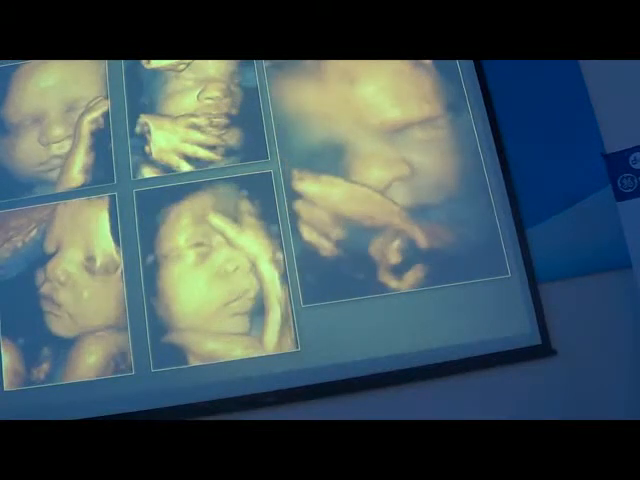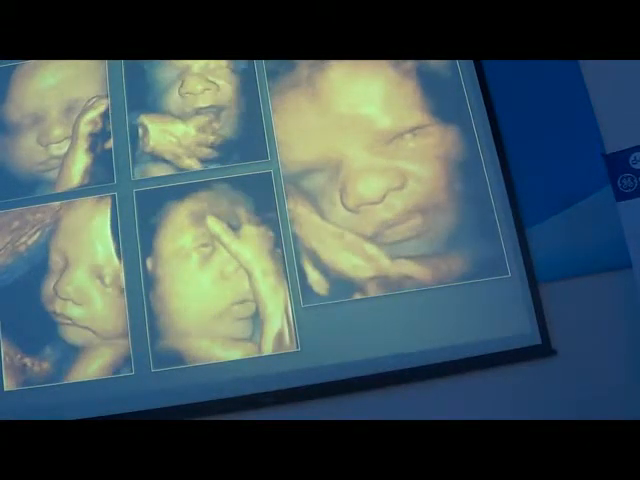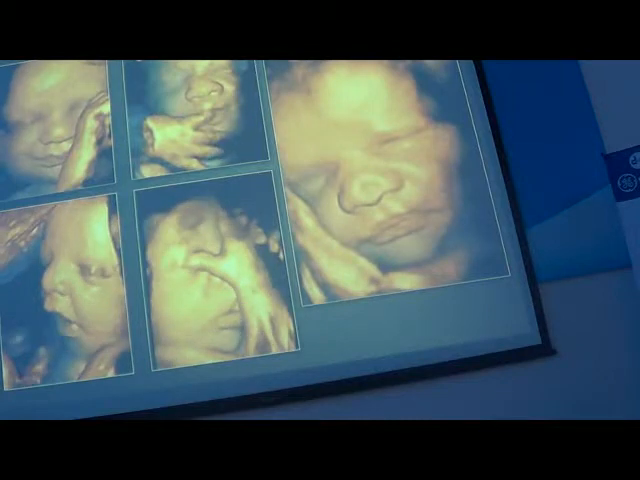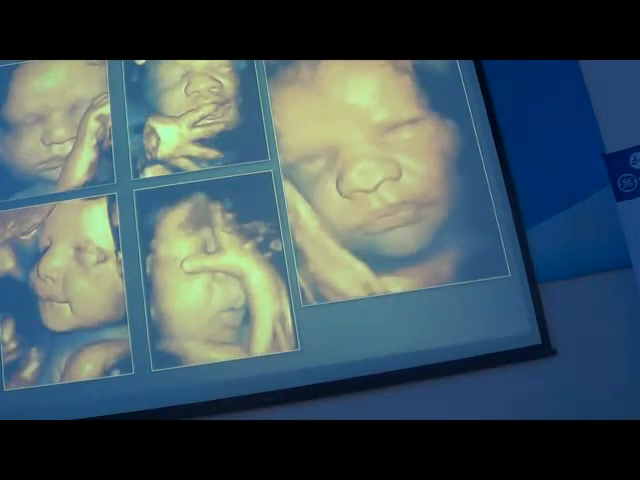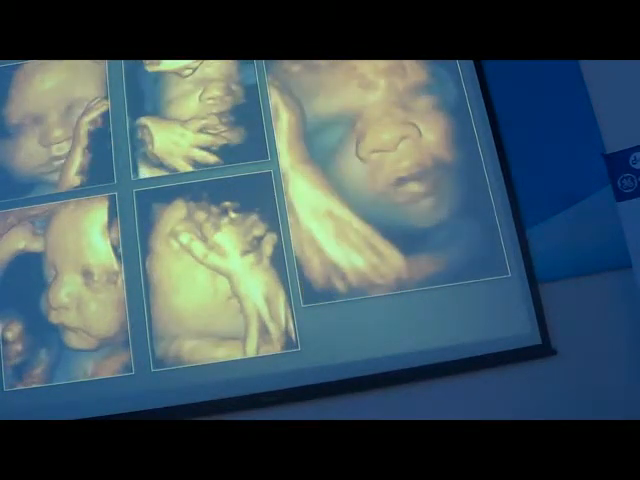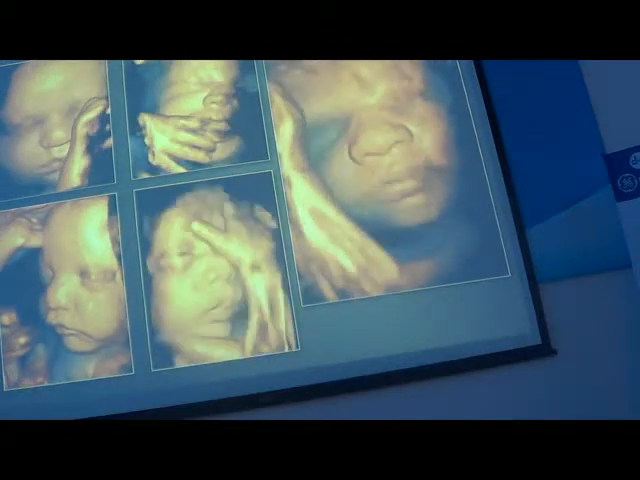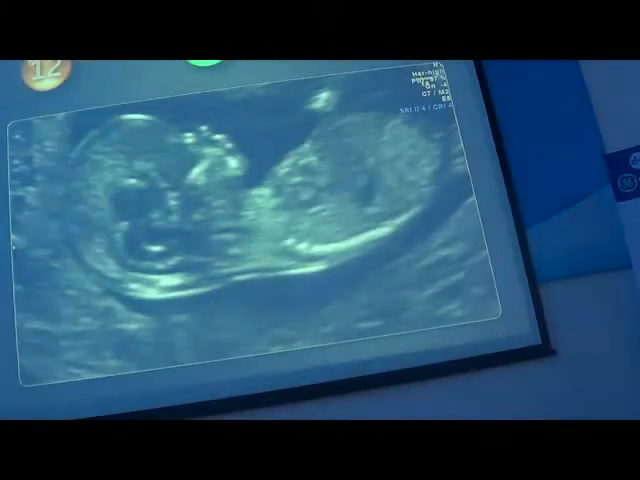And here are some examples of a baby face made with 4D. Đây là hình ảnh mặt thai với công nghệ 4D, thời gian thực. So now we will see the different aspects of the fetus, what we can see on the different examinations. Bây giờ ta sẽ xem mặt thai nhi thay đổi vào các thời điểm trong thai kỳ.